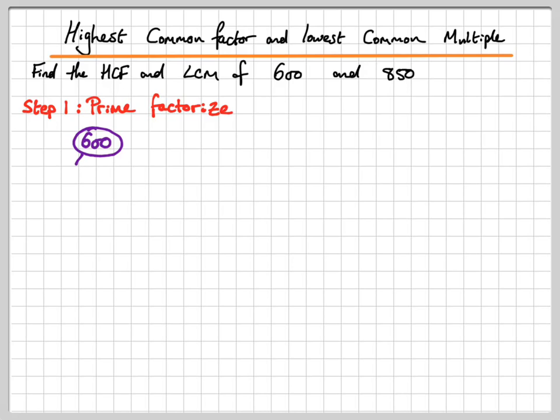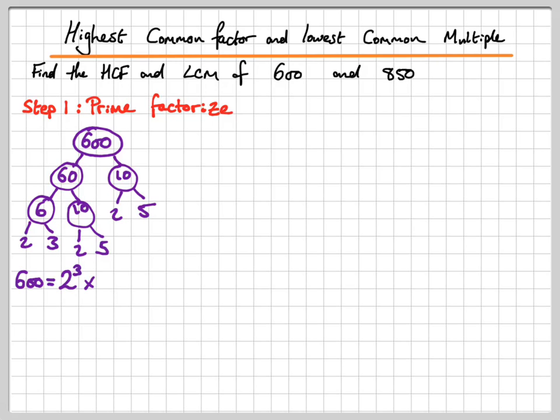So I start off with 600, and I think of two numbers that multiply to give me 600, so 60 and 10 will do. I put them into a ring if they are not prime numbers. The textbook actually does it the other way around, but there's no great difference either way. Now I think of two numbers that will multiply to give me 60, that would be 6 and 10, and I carry on as shown.